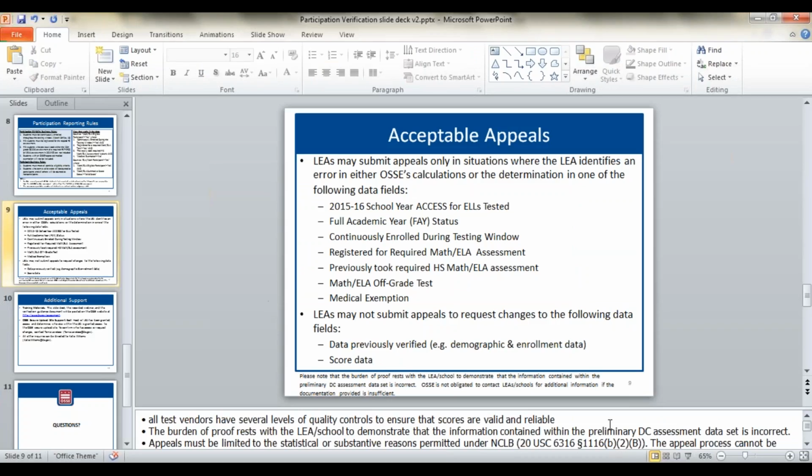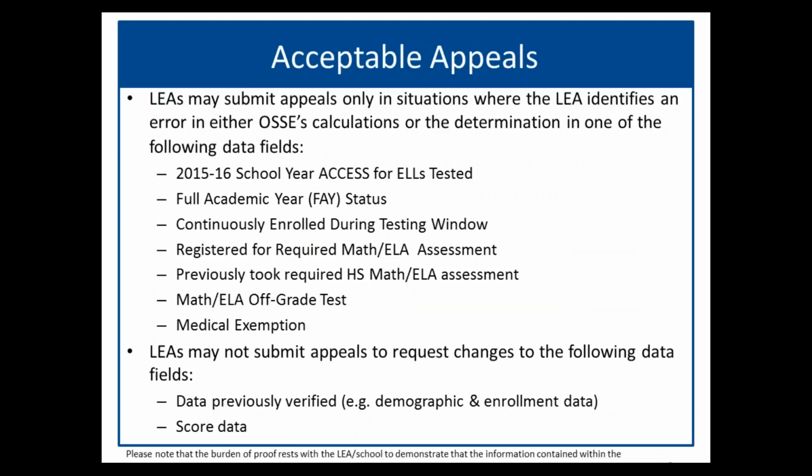And just to point out one more clarifying point, you're not able to appeal if a student is eligible for participation. However, by appealing the field continuously enrolled during the testing window, if that appeal is accepted, that will result in a change to the participant eligibility field, and OSSI will conduct that calculation. So you're not allowed to appeal eligible participant, but you're allowed to and should appeal the component part or parts, and those will in turn impact the determination of participant eligibility or eligibility for reporting.